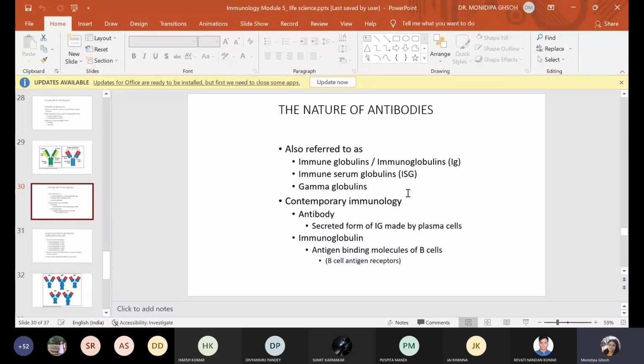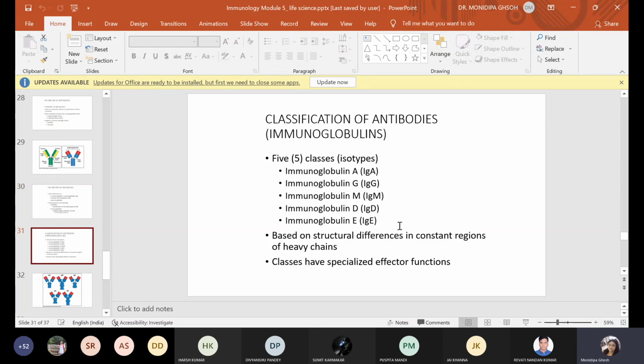Now, the immunoglobulins are referred to as the gamma globulins. Different names they carry: immunoglobulin, immune serum globulin, gamma globulin. All are synonyms of the immunoglobulins. There are 5 varieties of the antibody: immunoglobulin M, immunoglobulin G, immunoglobulin A, and immunoglobulin D and E.